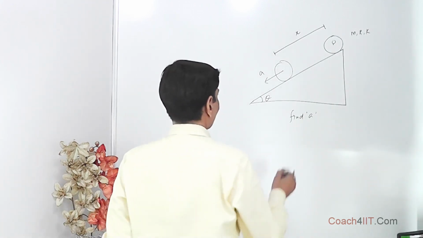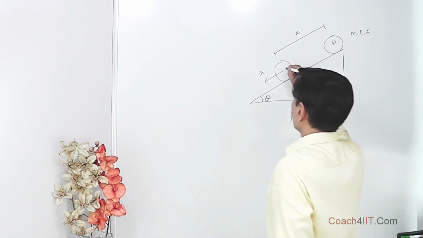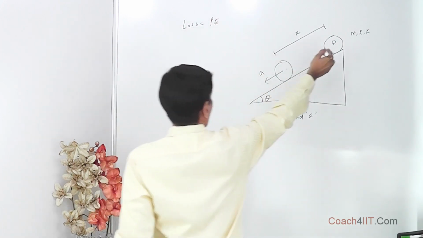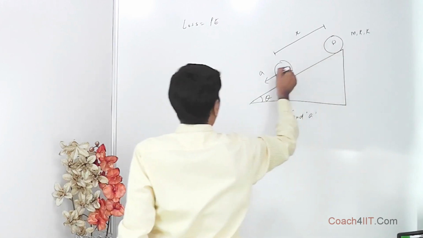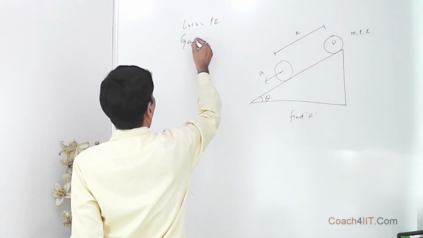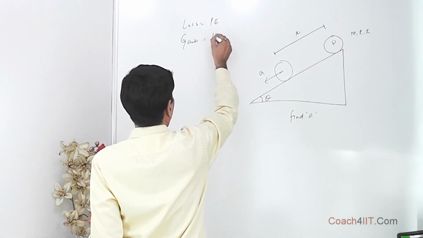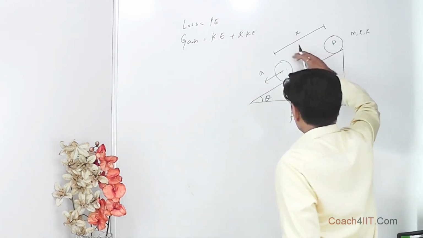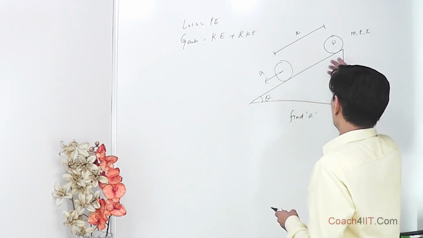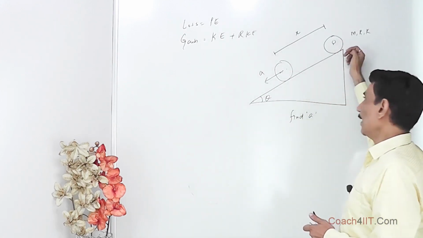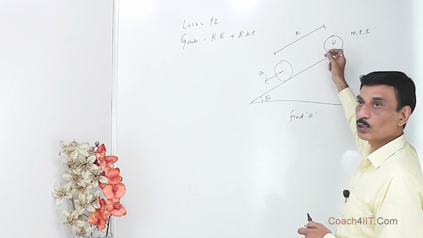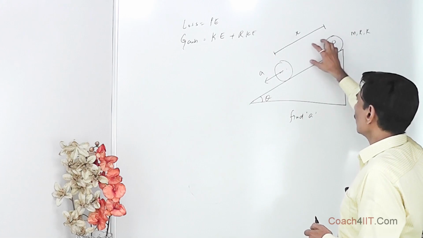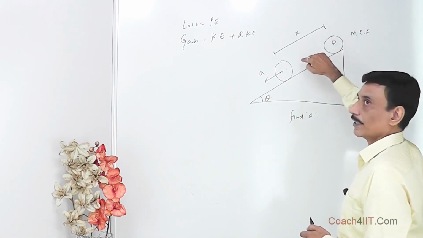So let's say when this goes from here to here, there is a loss of potential energy. And what is the gain? We have a gain in translational kinetic energy plus rotational kinetic energy. It will have some translational kinetic energy, and because of friction, but there is no slippage, the work done by friction will be equal to 0. Friction is only helping it to change its translational kinetic energy into rotational kinetic energy.